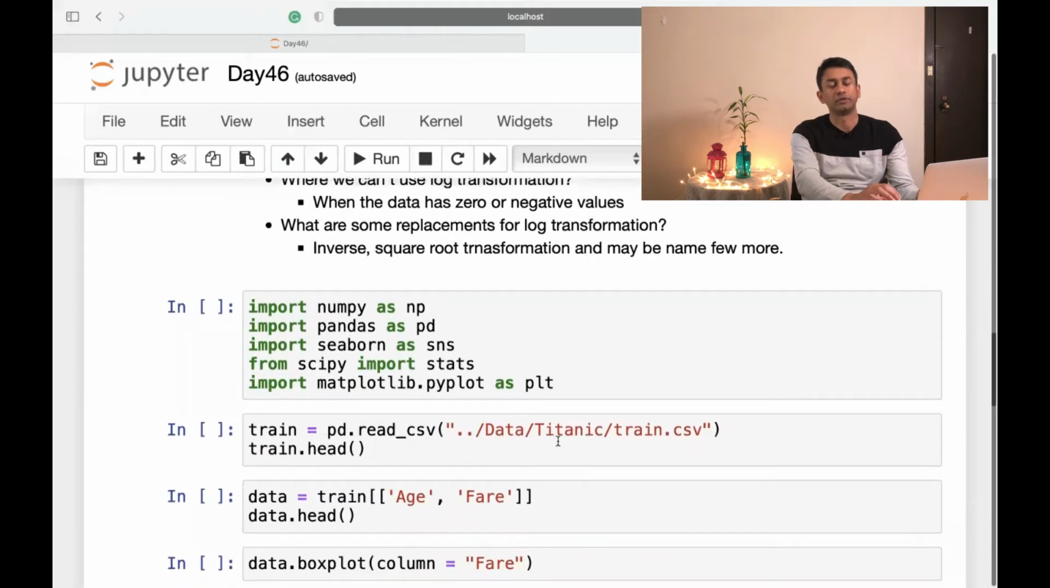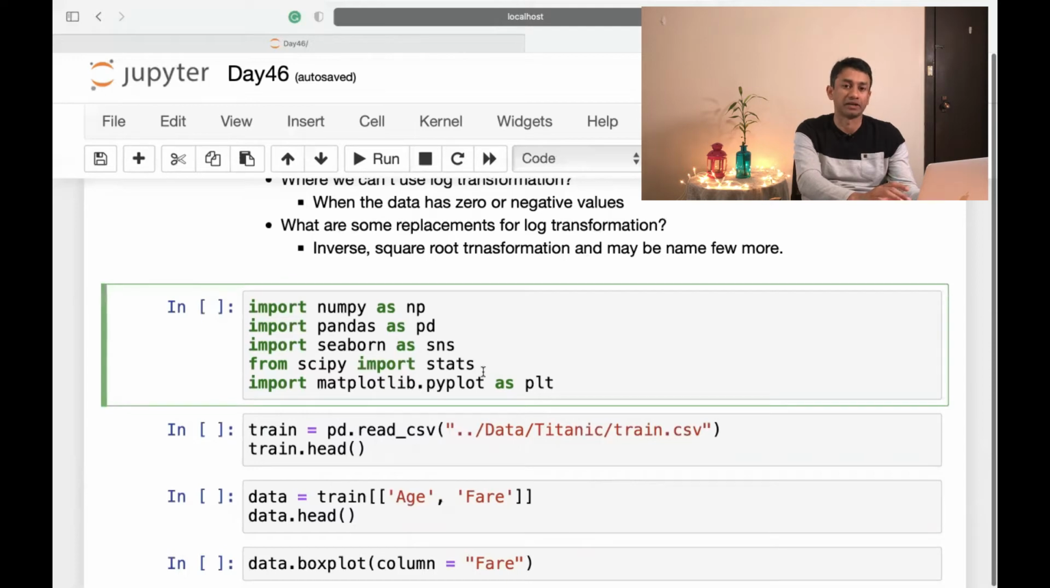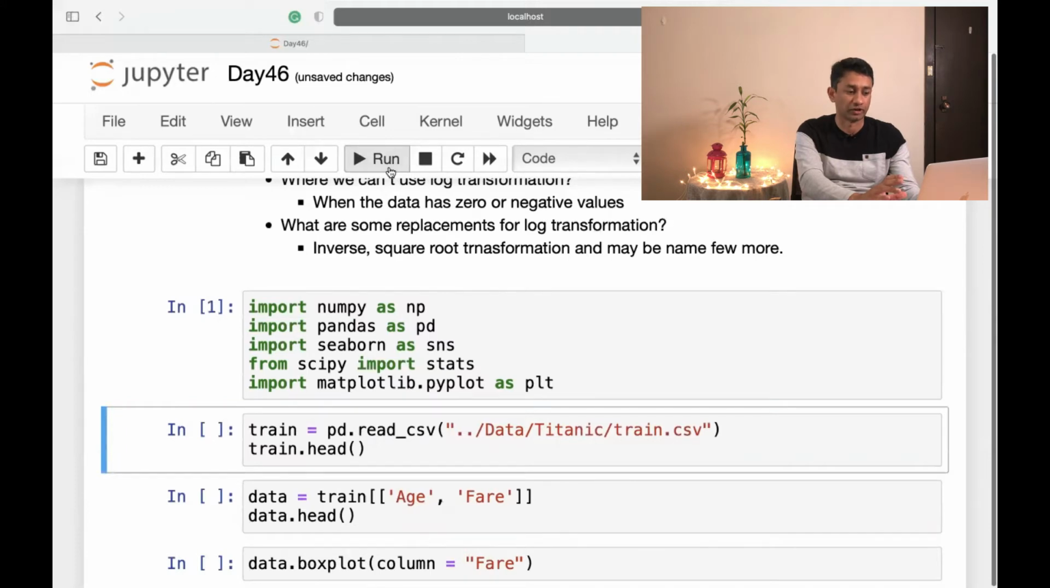So coming to the actual tutorial, I'm going to use the Titanic dataset, and some of the packages that are required for us are NumPy, Pandas, Seaborn, and the Stats package, as well as Matplotlib to make a few visualizations. So I'm going to import all these packages that are required in order to do this exercise today.